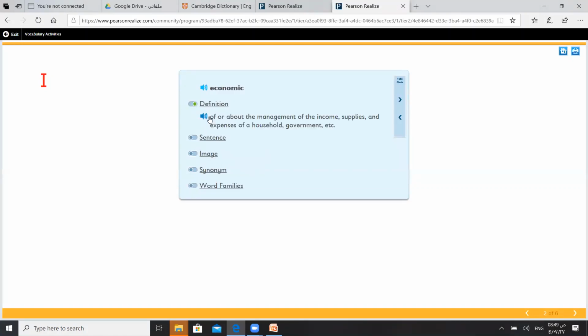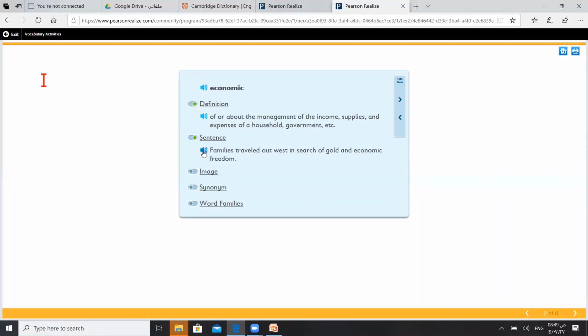The definition: of or about the management of the income, supplies, and expenses of a household, government, etc. So economic, girls, is something related to money. Management of income, what you are having as an income, money, from where your father is working, his income from his company, for example. Supplies that you are buying, and expenses, what you are spending. Now, sentence: Families traveled out west in search of gold and economic freedom.